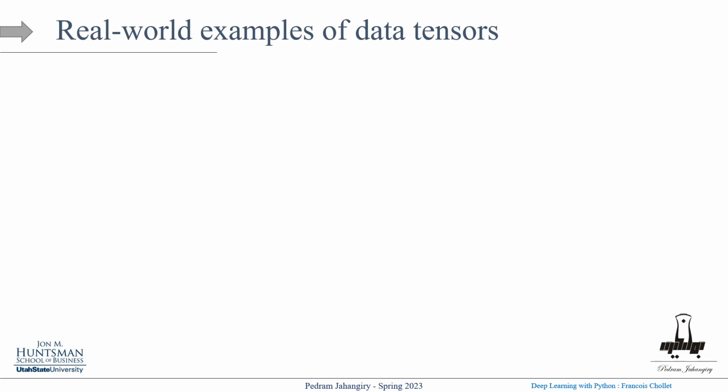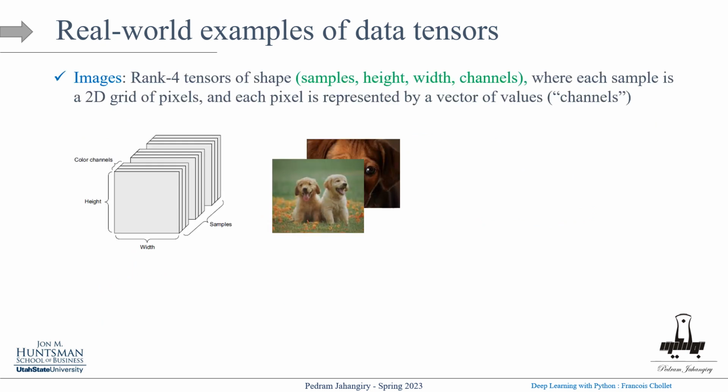Then for unstructured data, for example images, we usually use rank 4, even if the image is grayscale. Let me walk you through that. It's a rank 4 tensor. The shape is, we start with samples. For example, here I have 2 images, so the sample is going to be 2. Then height and width, which is the dimension of the pixels. And then channels. A colorful picture has 3 channels, RGB, and a grayscale has 1 channel. So if your image is colorful, the channel is going to be 3. If it is grayscale, it's going to be 1.